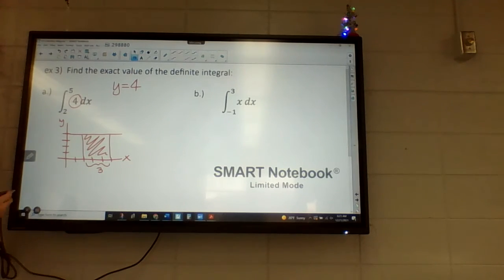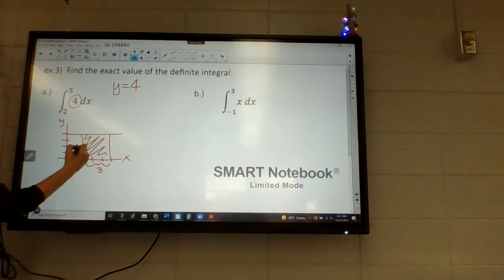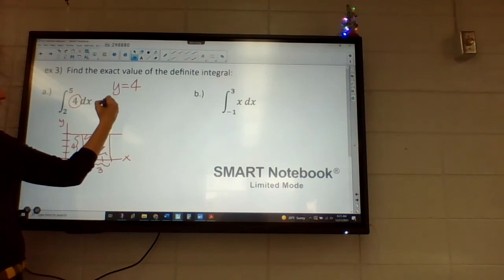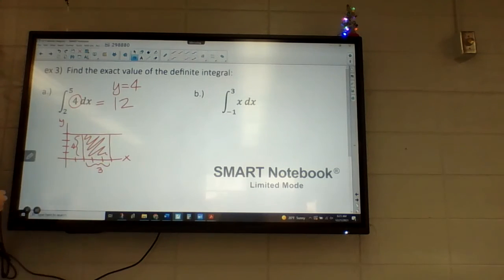But actually, we could do it without. Let's talk about it in a second here. So 3 times 4 is our area, so the integral is going to be equal to 12.